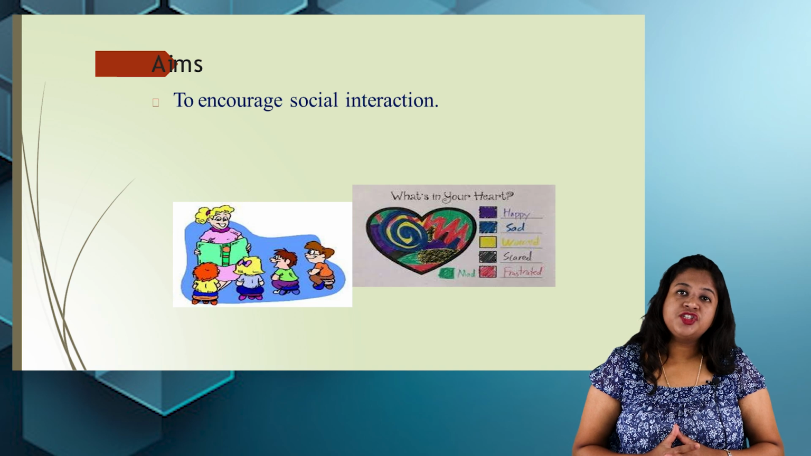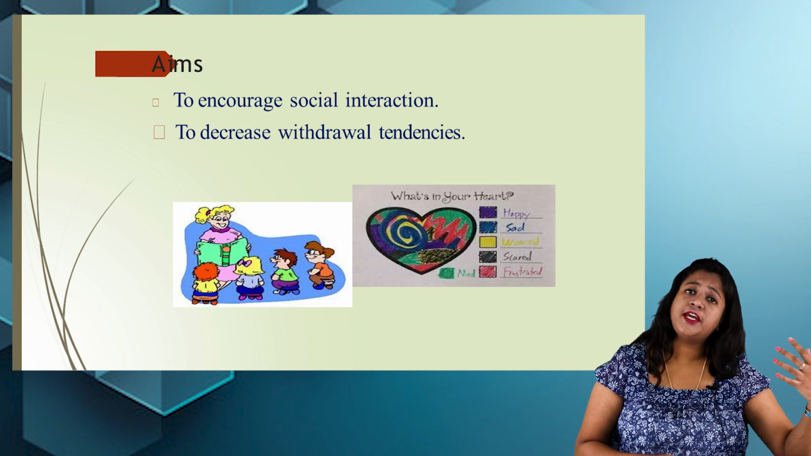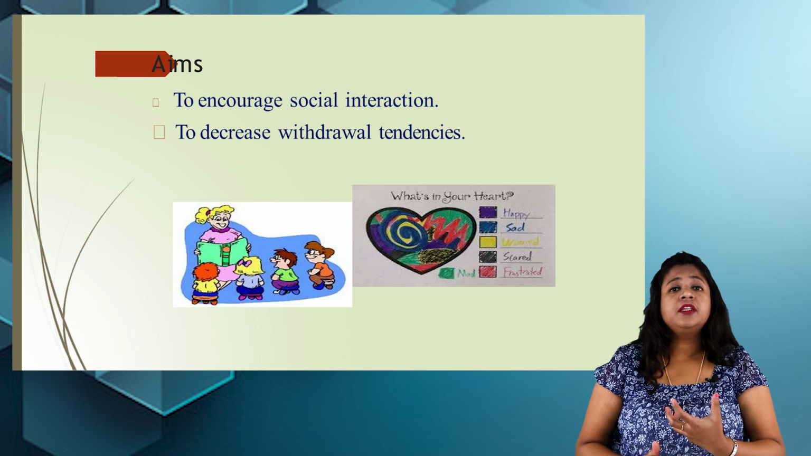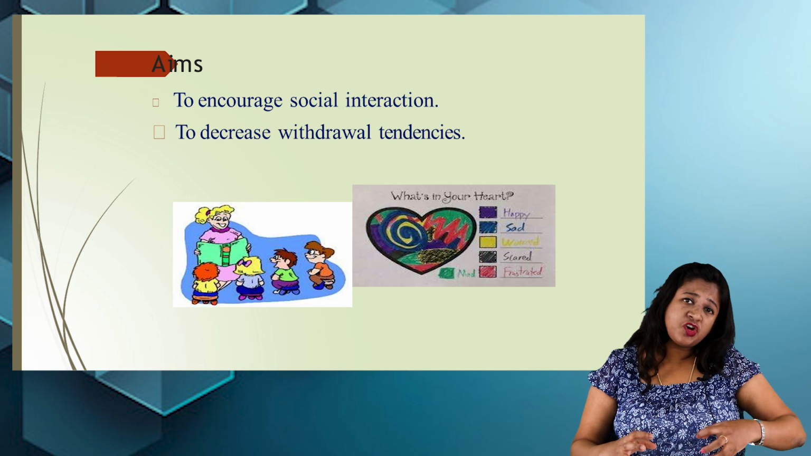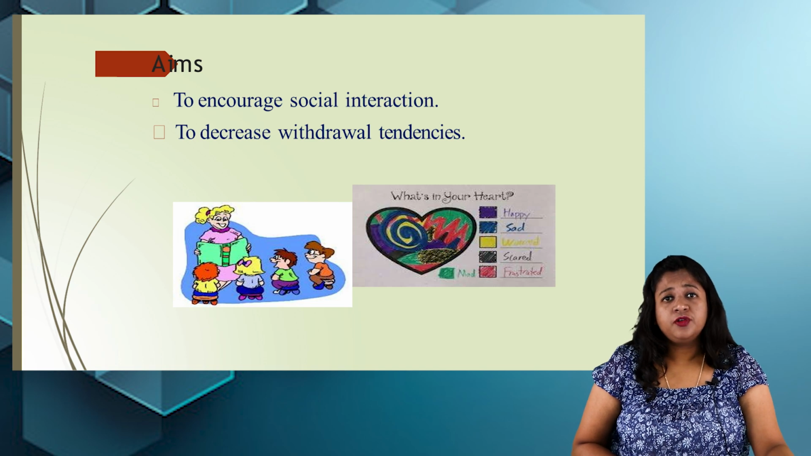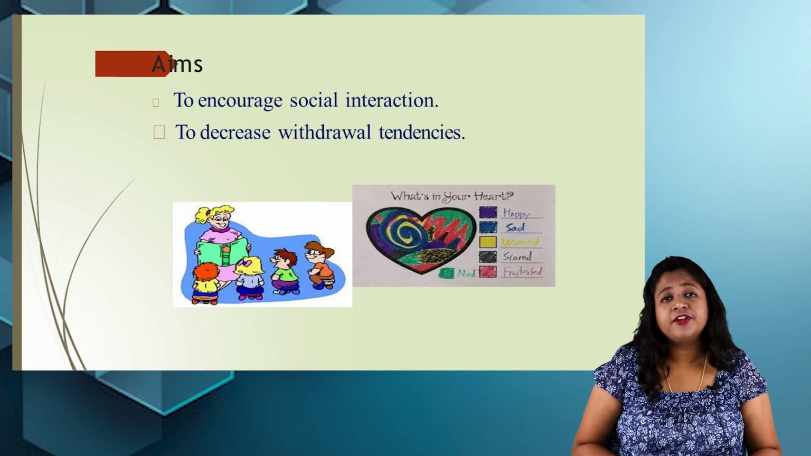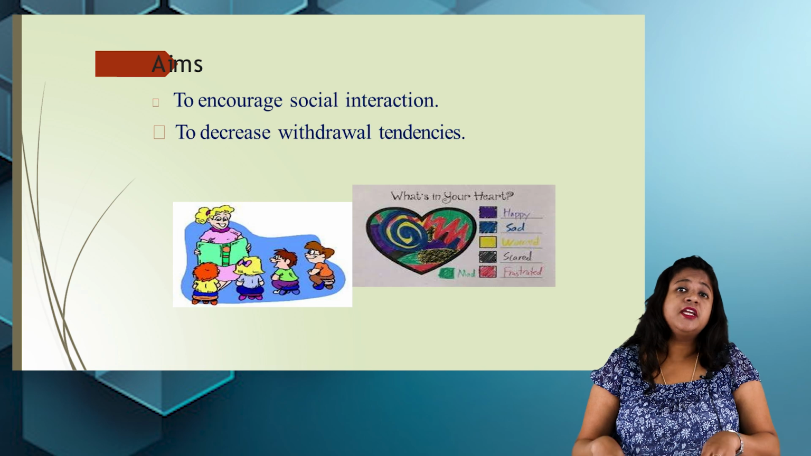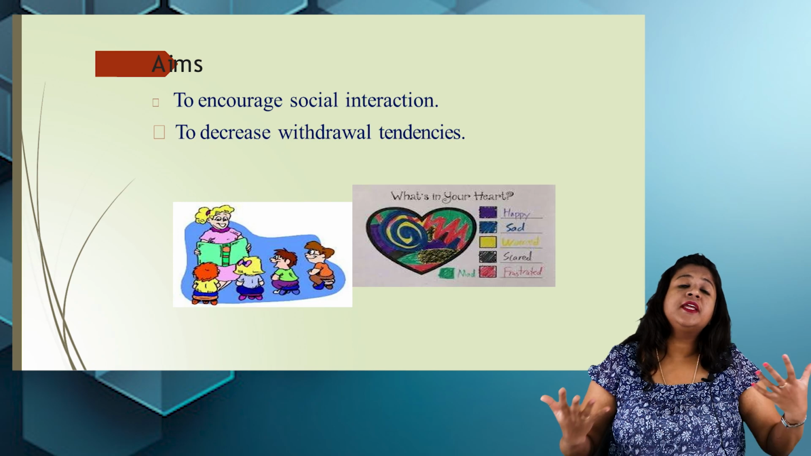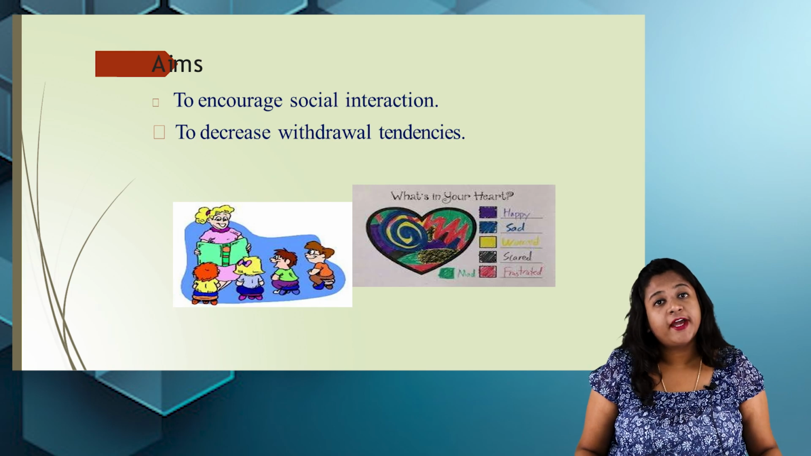The second aim is to decrease the withdrawal tendencies. What are these withdrawal tendencies? If you take a schizophrenic condition, or any kind of depression or other mood disorders, the person will withdraw himself from society. He will not be interested to work in a group or engage himself in the group. So in those conditions, we are going to make the patient involve in various activities so that he will stop these withdrawal tendencies.